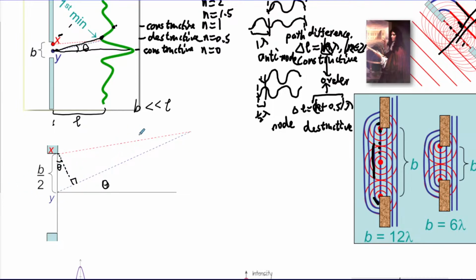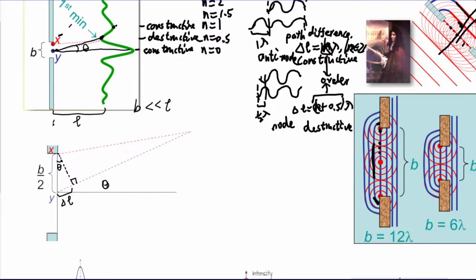Because these two beams are effectively parallel for a very long distance. It's a little bit tricky to show that, but they're very close to each other. Now the red path on top is closer and the blue path on the bottom is further, so it is going to travel further. This tiny distance right here is our path difference.